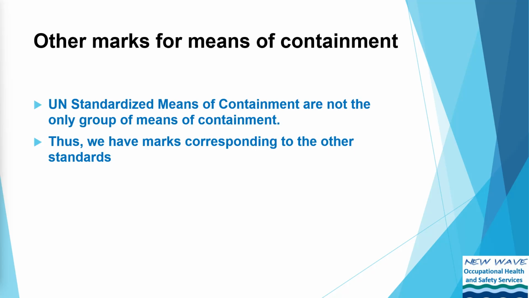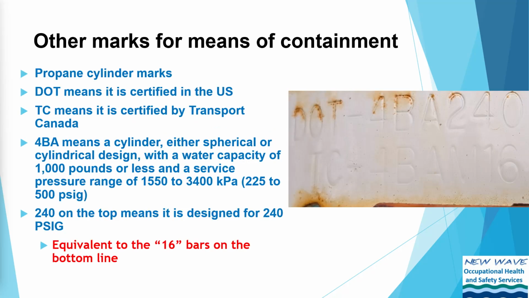As I noted before, the UN standardized means of containment are not the only group of means of containment. Thus, we have marks corresponding to the other standards. Here, for instance, is a marking from my home barbecue tank. Apologies for the difficulty in reading the embossed markings. But looking closely, the DOT on the first line means it's certified in the US. The TC on the second line means it is certified by Transport Canada.